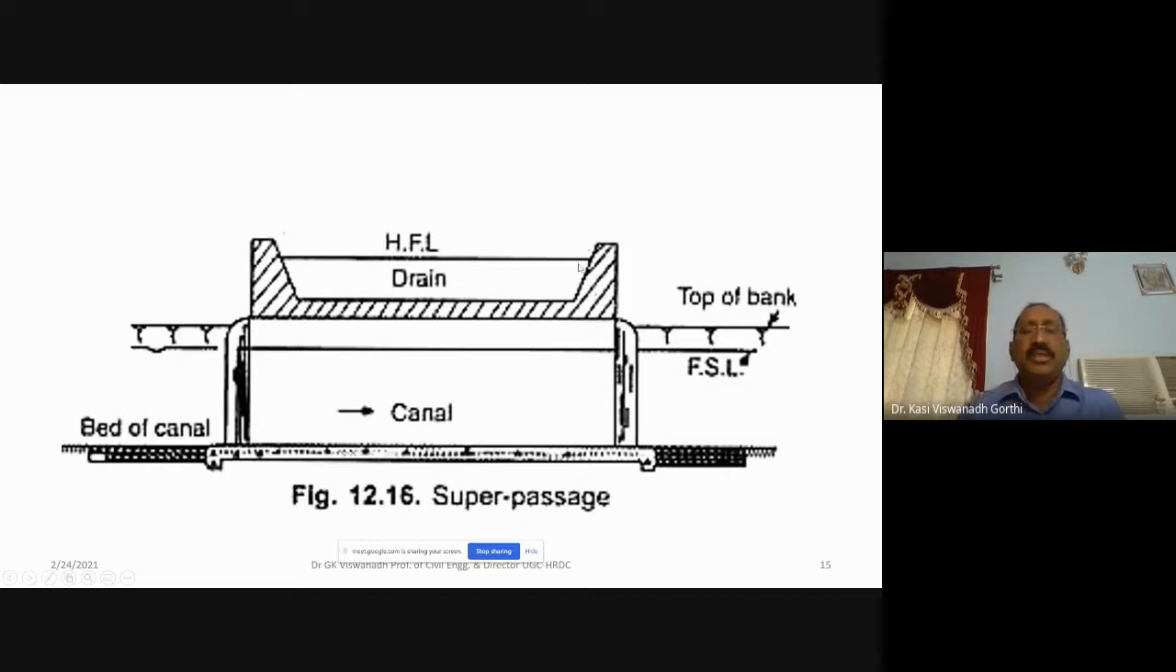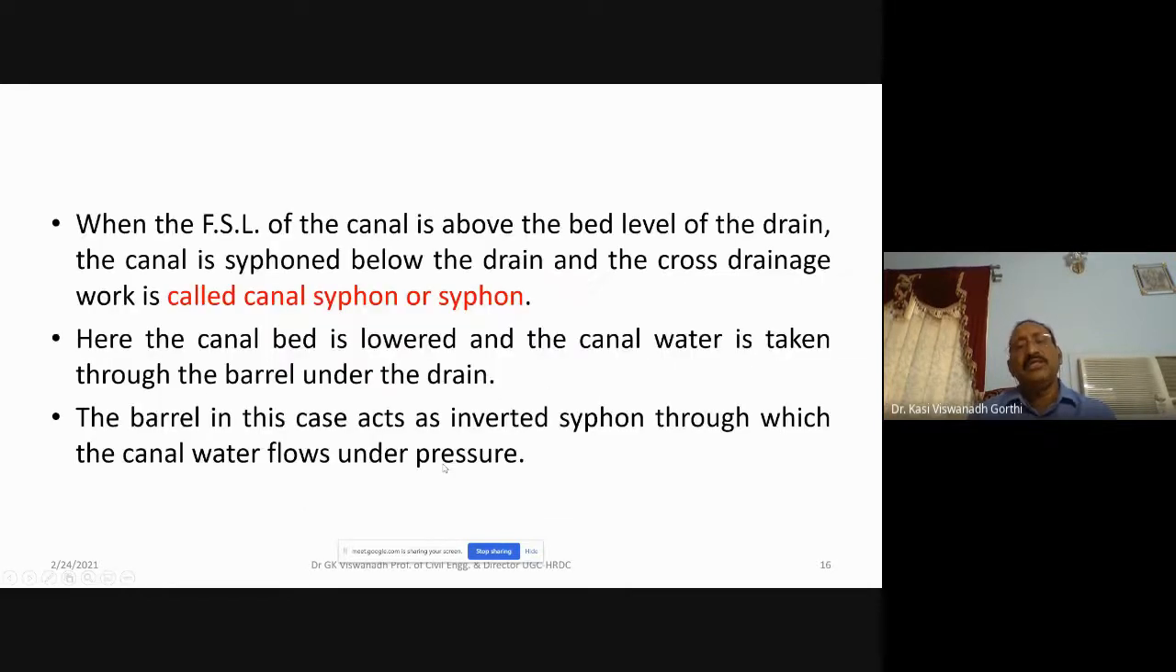So this is the bed level of the drain, and the canal is flowing here. The FSL, full supply level of the canal, is only up to this. So it allows free flow of the canal. It is not suppressed or depressed at any point. It is a free flow of the canal. So the structure is called the super passage.